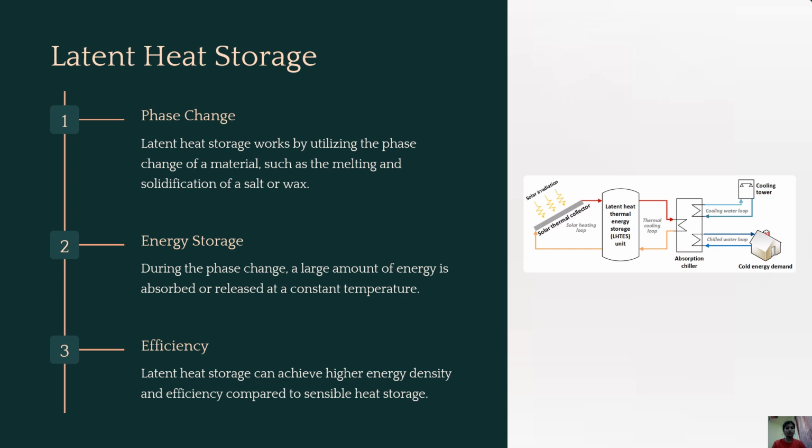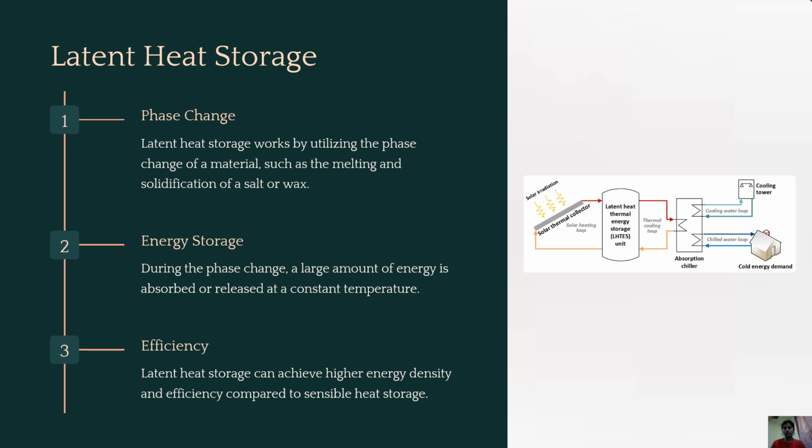Next is latent heat storage. Phase change: latent heat storage works by utilizing the phase change of a material, such as melting and solidification of salt or wax. Next is energy storage. During the phase change, a large amount of energy is absorbed or released at a constant temperature. Next is the efficiency of latent heat storage. Latent heat storage can achieve higher energy density and efficiency compared to sensible heat storage. So basically it is more preferred than sensible. You can say that sensible is beneficial, but latent is more beneficial than that.